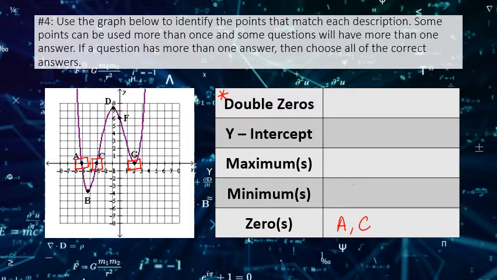And then there's a third place that I have a zero, but because it doesn't cross through, it bounces off the top of the x-axis. That means point G is a double zero. So it actually counts twice.